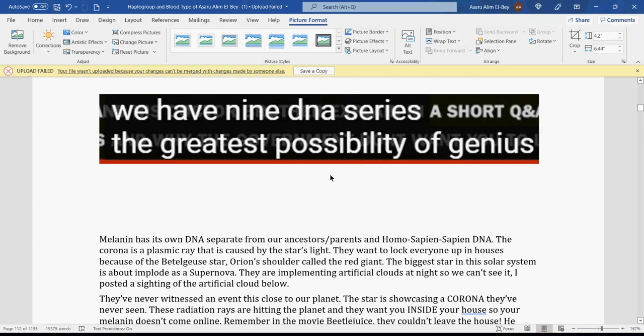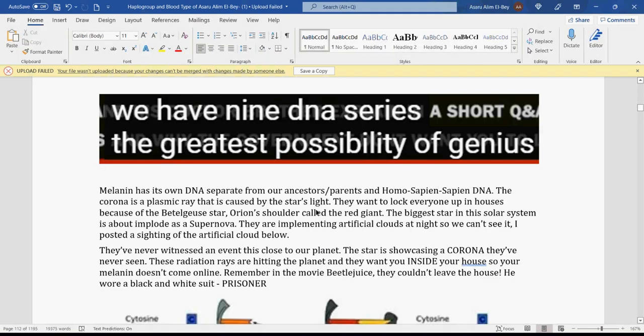But this is the reason why they're trying their best to stop what's going on. As my wife already stated, this is what she's talking about initially. And see, melanin has its own DNA separate from our ancestors or parents and the Homo sapiens sapien DNA. In fact, the corona in which that we feel from the sun is also a plasmic ray that is caused by the sunlight or starlights. In particular, there's a star in which that we spoke about last year.